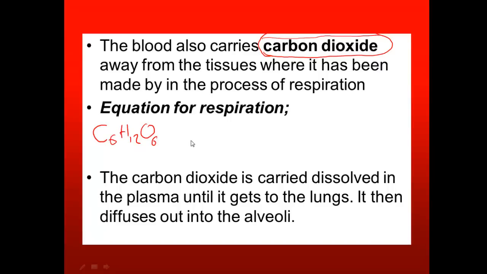C6H12O6. Now that is the formula for glucose, plus 6O2 goes to 6H2O, that's water, plus 6CO2. That's carbon dioxide. That's our equation.